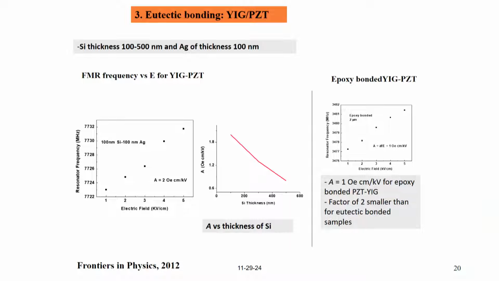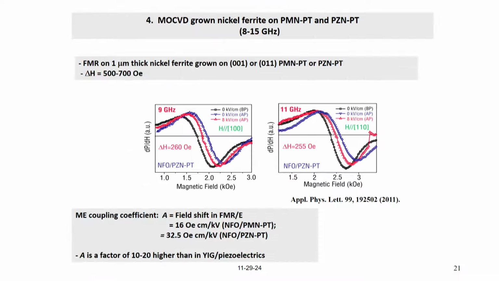So, this case was where we used eutectic bonding to make the bilayer of EFG and PZT. The idea is to compare what happens when you use a bilayer which was formed with epoxy versus eutectic bonding, and we found that it is not any better than the epoxy bonding. So why take all the pain to make the bilayer by eutectic bonding? There is no reason to.